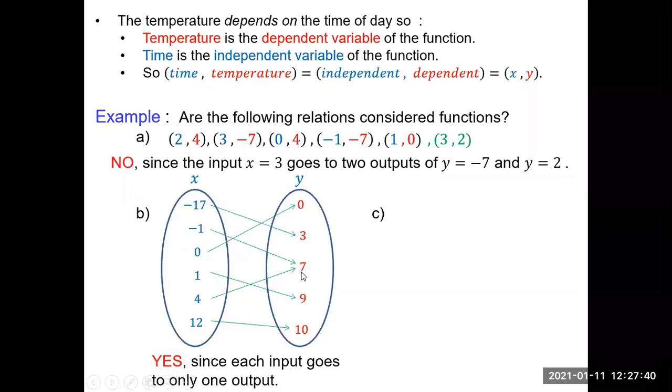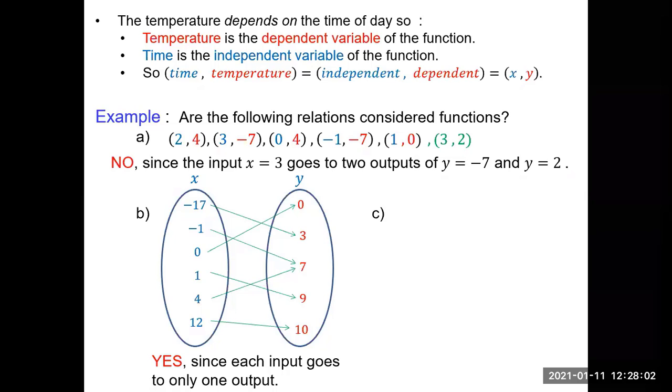Now, some people look at this and say, well, what about 7 over here, though? I see that -1 gave me 7, and 4 also gave me 7. So wouldn't that mean that this isn't a function? But that would be the opposite of what we're looking at. That would mean that one output came from 2 inputs, and that's not really what our situation is.